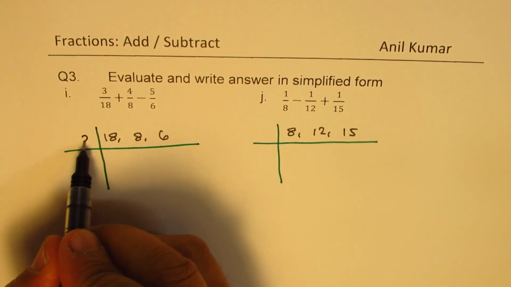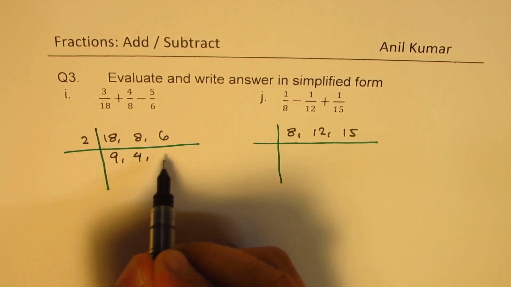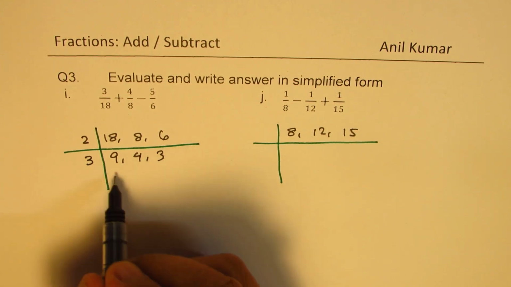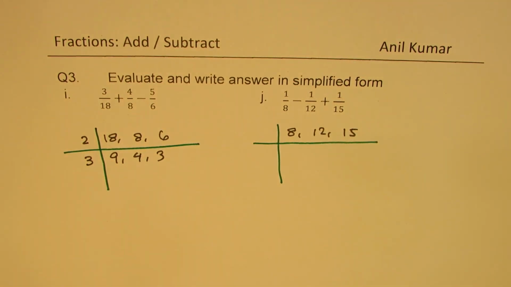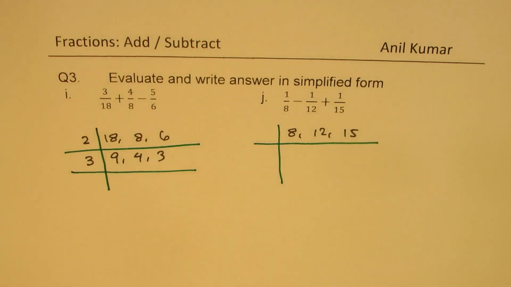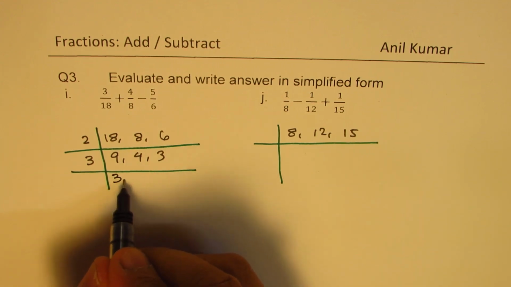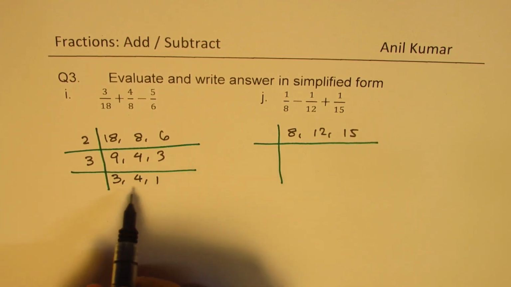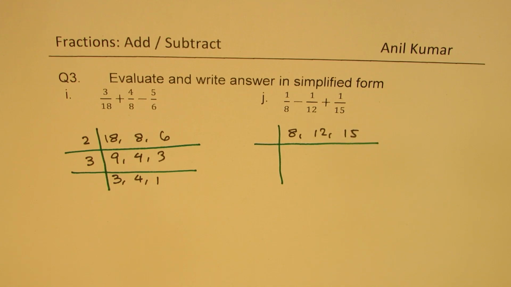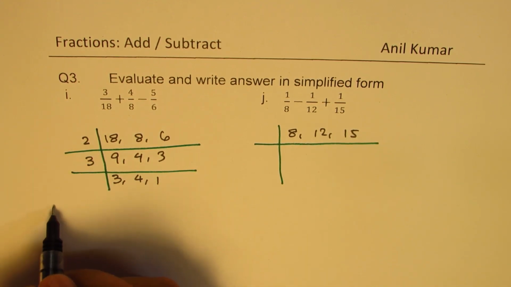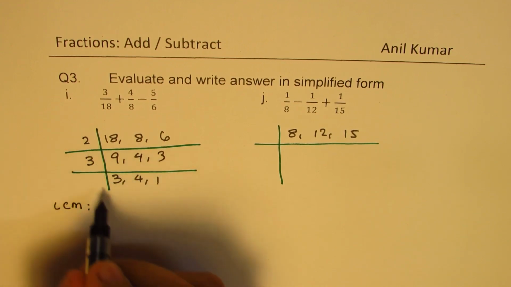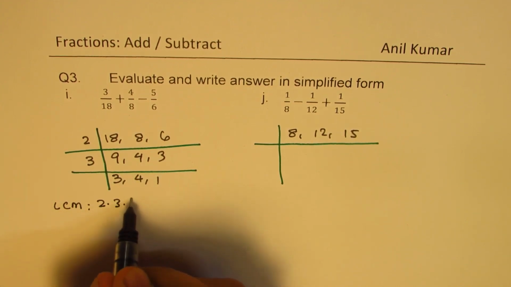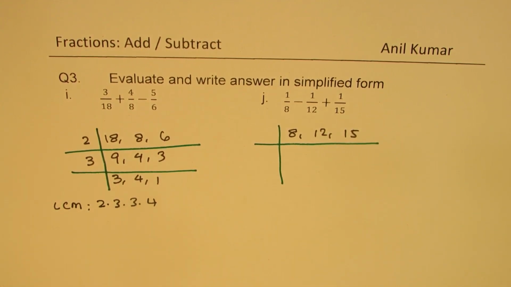You could divide this by 2, so get 9, 4, and 3. Now we can divide by 3, for example. Order can be changed, but finally we get the same numbers. 3 times 3, 4 cannot be divided. So that's what you get, correct? Now, the LCM is the product of all these numbers, 2 times 3 times 3 times 4.